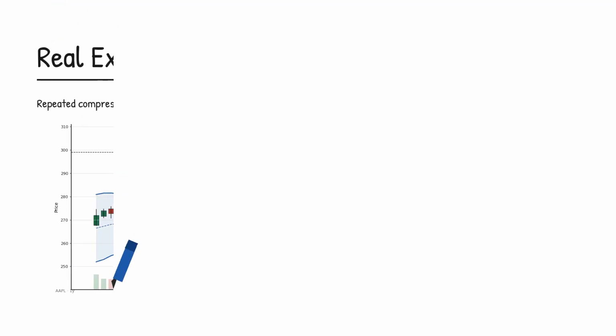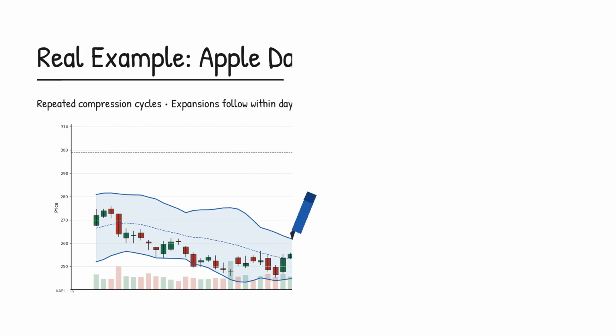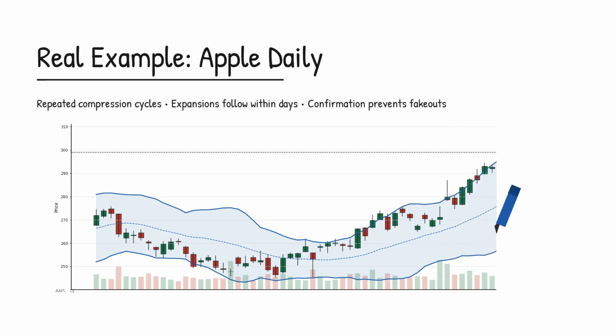Here's Apple on the daily over the past year. Notice the multi-week compressions where the bands collapse around price. Each time bandwidth hits a local floor, watch what follows, a directional expansion within days. Some breakouts hold, some fake out and reverse, which is exactly why you need volume and momentum confirmation. The pattern is repeatable, but never automatic.